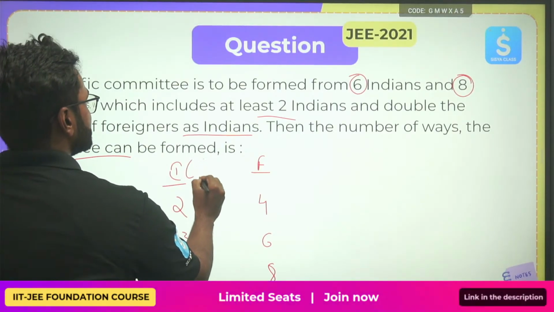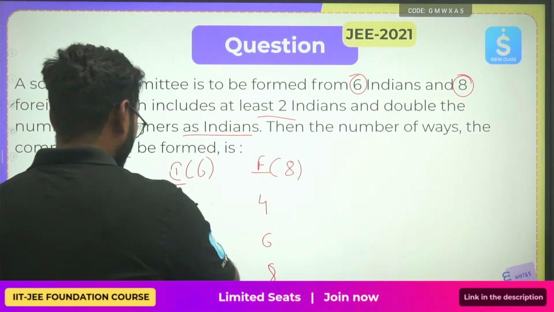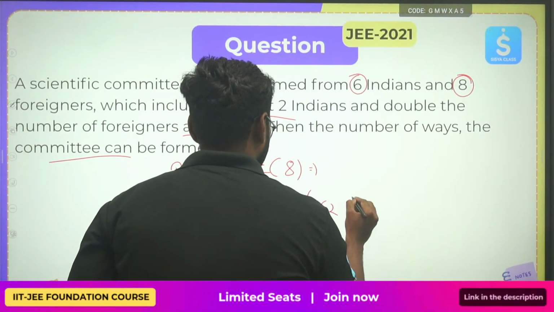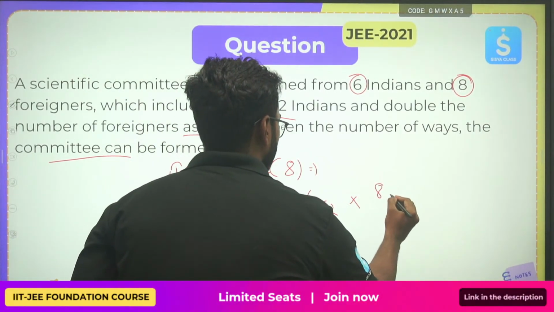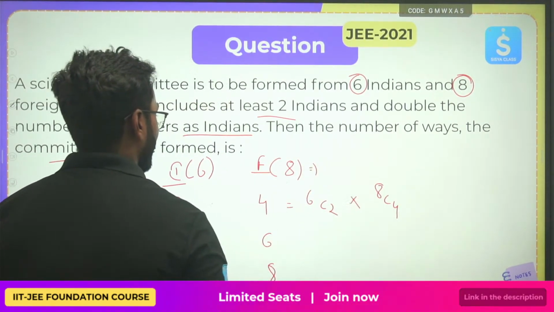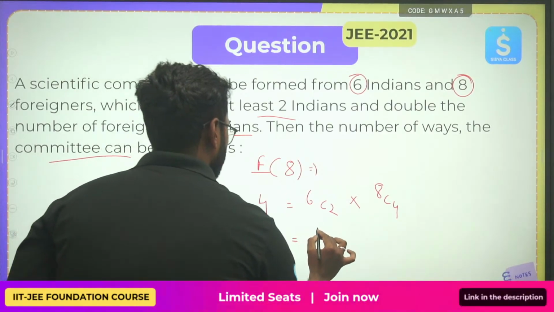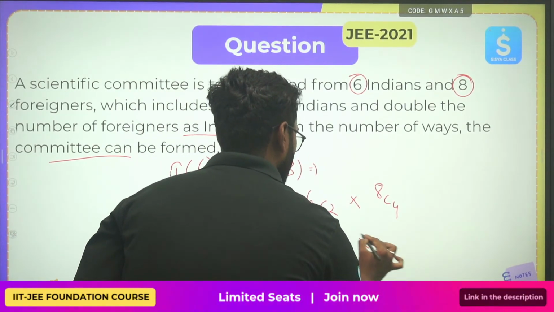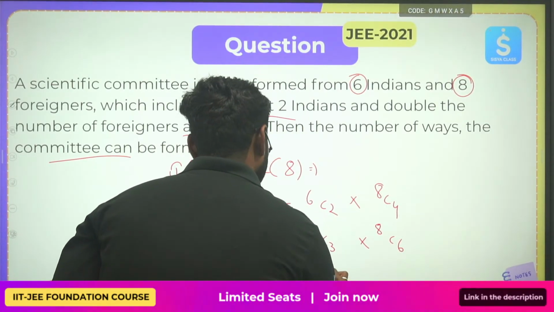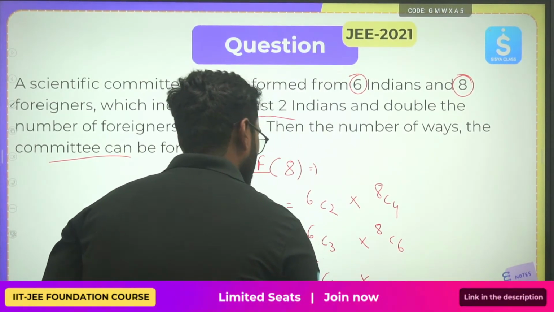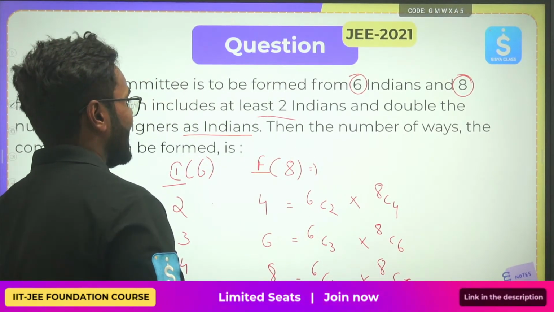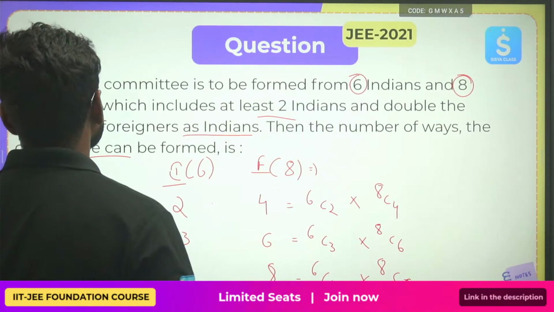How can I choose this? Number of Indians are 6, foreigners are 8. How can I solve this? The first one would be 6C2 into 8C4. You understand this? We are selecting 2 out of 6 and 4 out of 8. Then 6C3 into 8C6. This would be 6C4 into 8C8, which is 1.